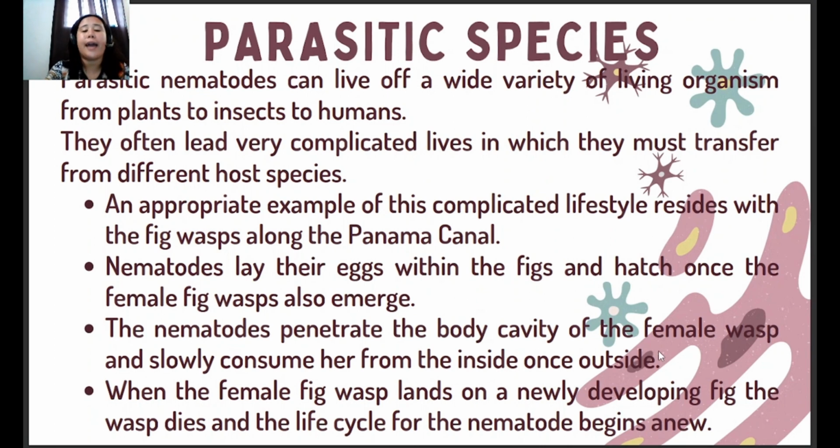Nematodes lay their eggs within the figs and hatch once the female wasps also emerge. Then the nematodes penetrate the body cavity of the female wasp and slowly consume her from the inside. Once outside, when the female fig wasp lands on a newly developing fig, the wasp dies and the life cycle for the nematode begins anew.